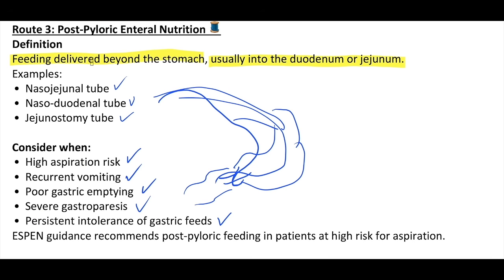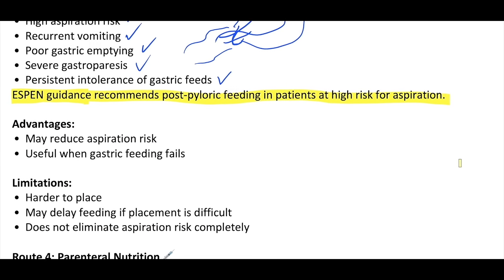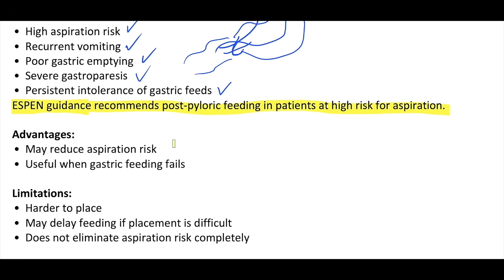And that's been guidance. One of the big ICU nutrition societies recommends post-pyloric feeding in patients at high risk for aspiration. So it comes supported. Advantages here: may reduce aspiration risk, useful when gastric feeds fail, but they are harder to place from a limitation standpoint, and because of that, it may delay feeding, and it does not eliminate aspiration risk completely. It decreases the aspiration risk, but does not eliminate it.